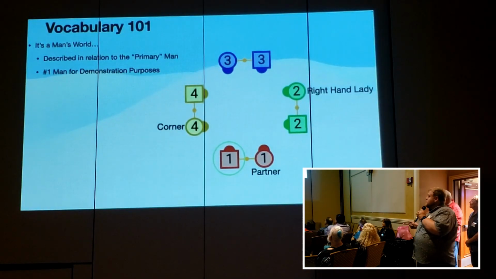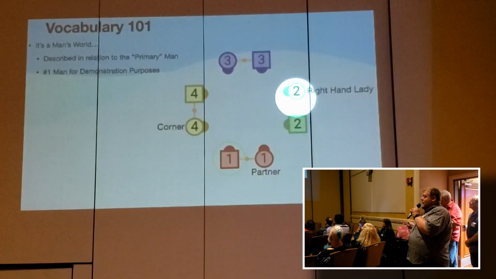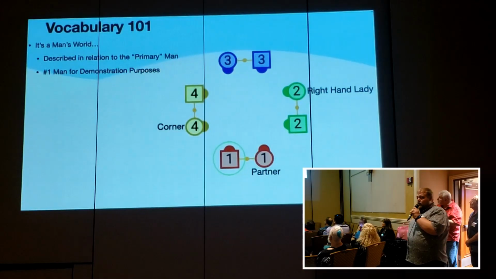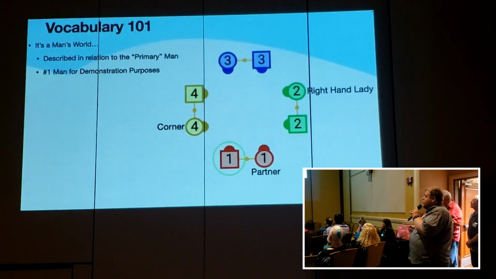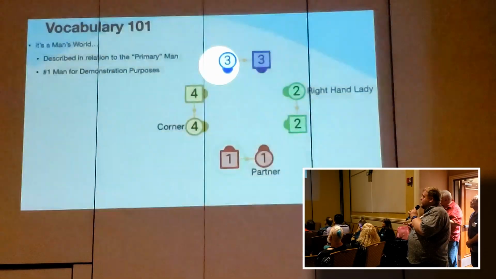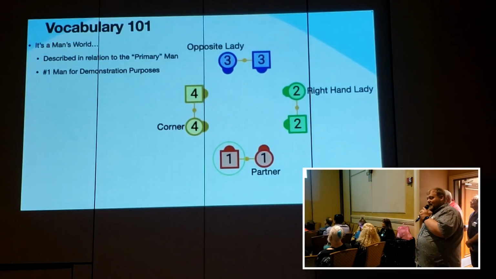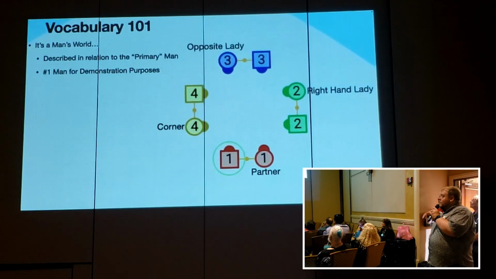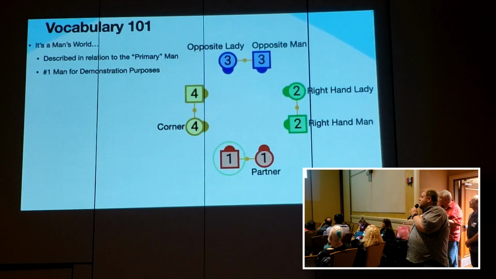So first, over here to his right, and he stuck out his right hand and pointed at her, we have this lady. We call her the right hand lady. Directly across the square from our friend here, we have his opposite lady. These ladies may or may not bring partners with them. We'll just call them the opposite man and the right hand man.